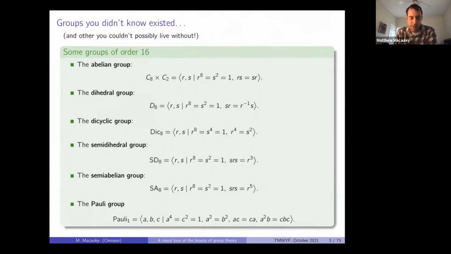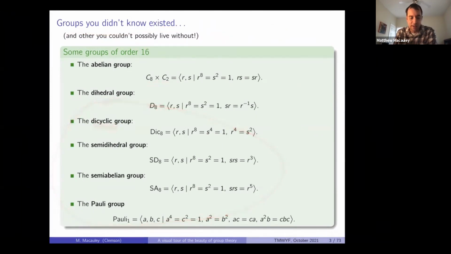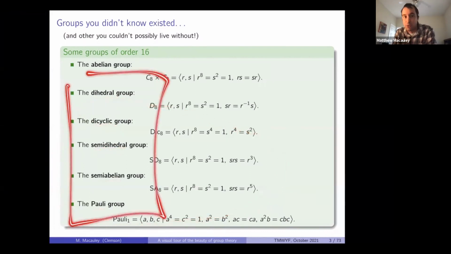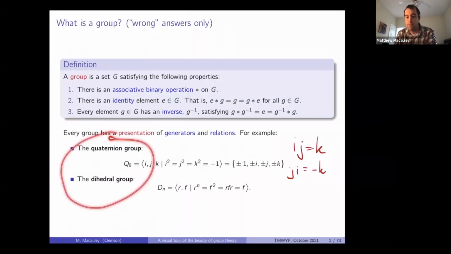You've probably heard of the abelian group and the dihedral group, but you've probably either not heard of these or are not familiar with things like the dicyclic, semidihedral, semiabelian, and Pauli groups. I know this because I teach graduate algebra, and I did not know what any of these groups were a couple of years ago when I was teaching that course. But I want to convince you by the end of this talk that you need to have these groups in any algebra course. These are fundamental, really illustrative examples of things that you just don't get with these two boring guys.